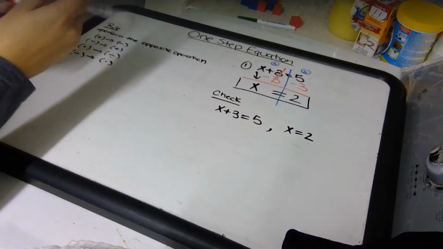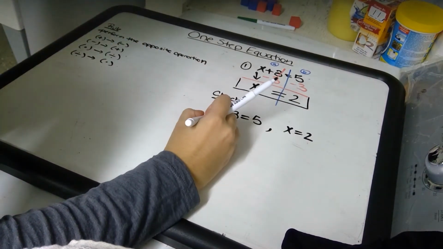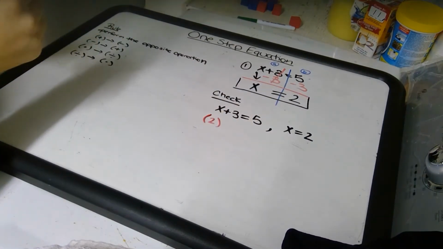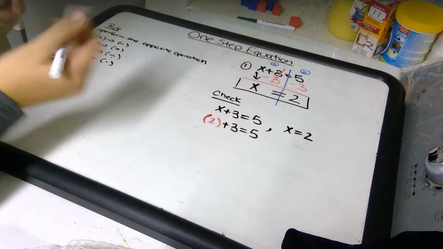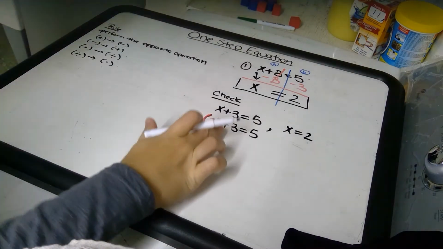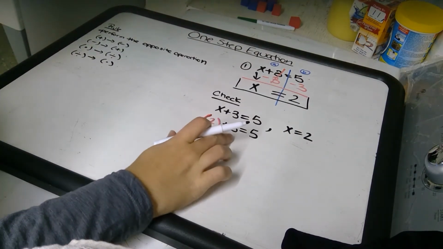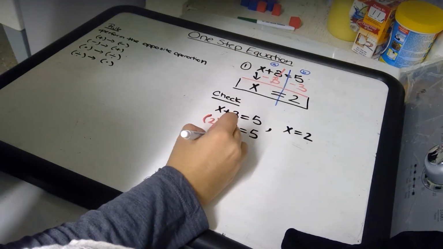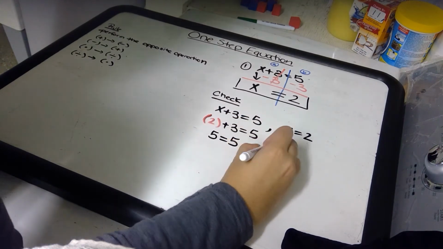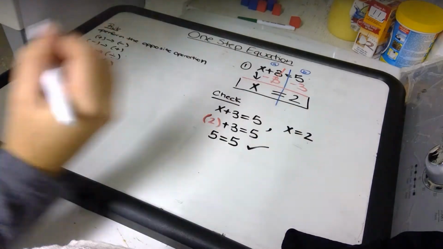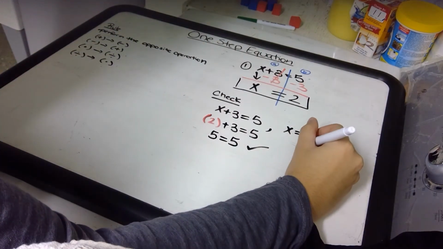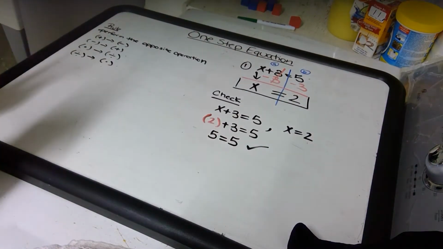So it's no longer going to be X. It's now going to be 2 because we solved that X equals 2. So now 2 plus 3 equals 5. We need to check if this is true. So what is 2 plus 3? It's 5, right? So is 5 equal to 5? Yes. Because this is true, our answer is correct. So now we know that our answer is correct.